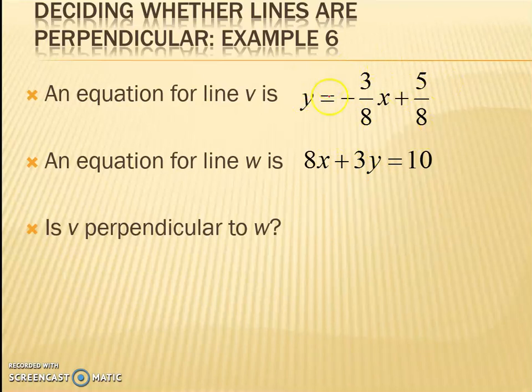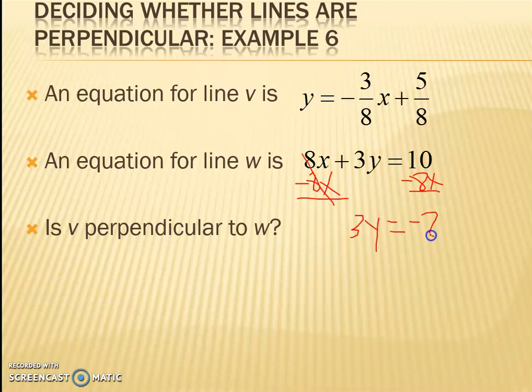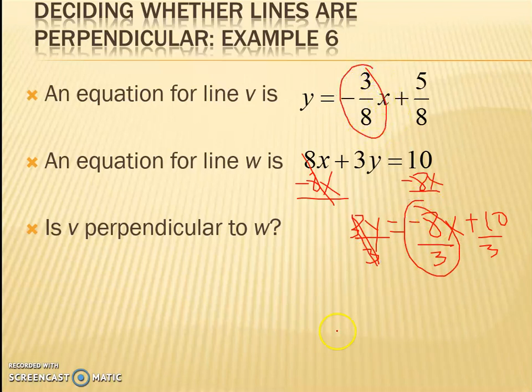This is already in y equals mx plus b. So you need to just convert this to y equals mx plus b. So we're going to subtract 8x on each side. 3y equals negative 8x plus 10. Divide each side by 3. So right here, negative 8 over 3, negative 3 over 8, they are reciprocal, but they're both negative, so it's no. One has to be negative, one has to be positive for them to be perpendicular to each other.